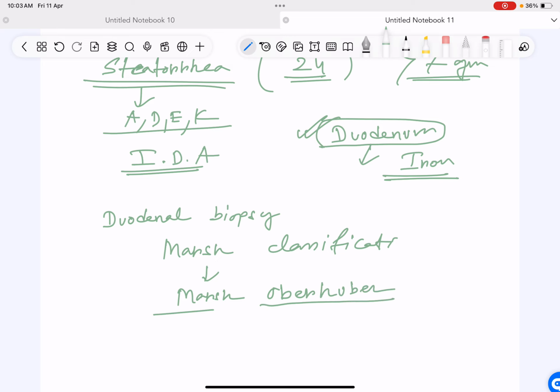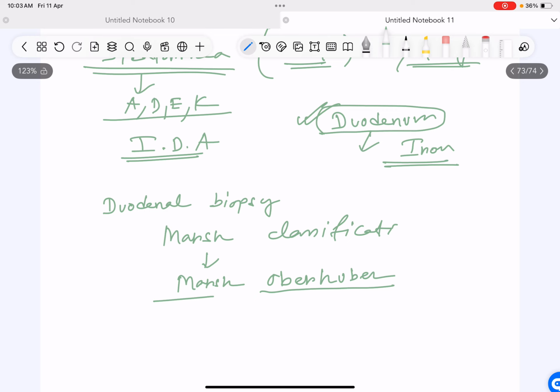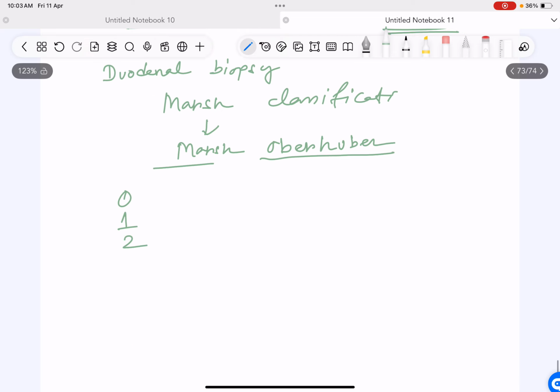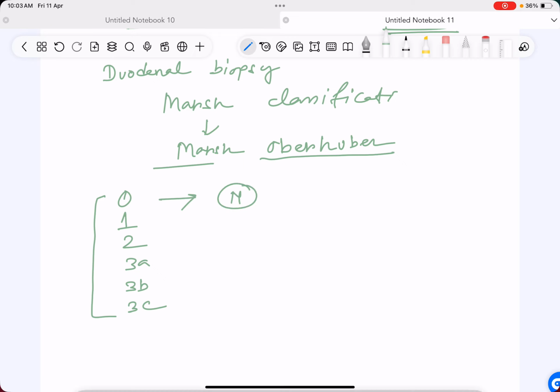Marsh Oberhuber classification of the grading of celiac disease. So first we have 0, then we have 1, 2, 3A, 3B, 3C. These are the 6 stages of the Marsh Oberhuber classification of the histological grading of celiac disease. In stage 0, the histology looks absolutely normal. In the next stage, we have increased levels of intraepithelial lymphocytes, IEL, a lot of IEL, increased IELs only.